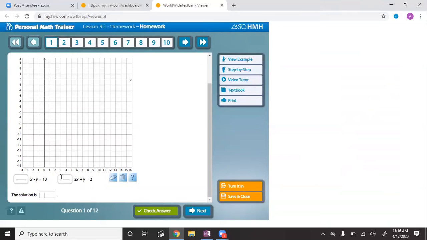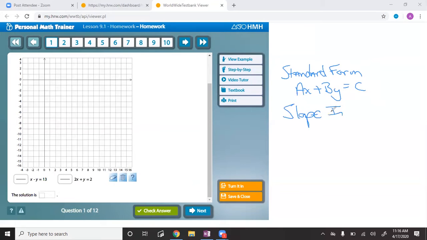Y-intercept and slope form. Slope form. Nope. I don't remember the other ones. You gotta know these, okay? So we have standard form. And standard form is what? AX plus BY is equal to C. Then slope intercept form is what? Y equals MX plus B.